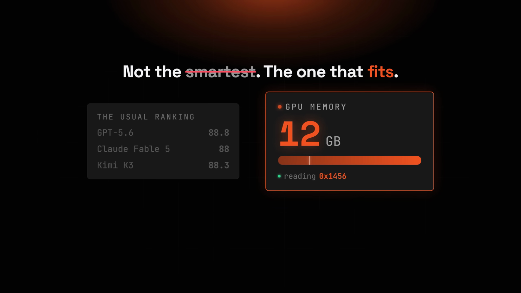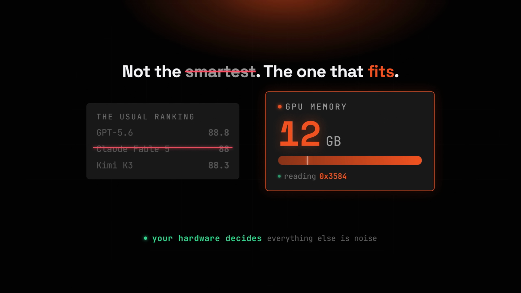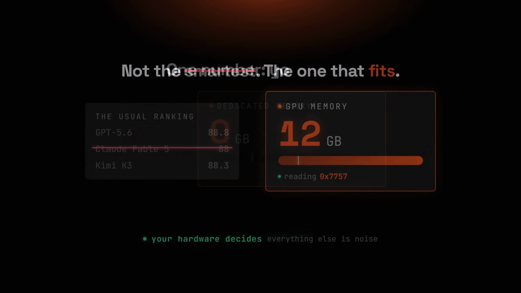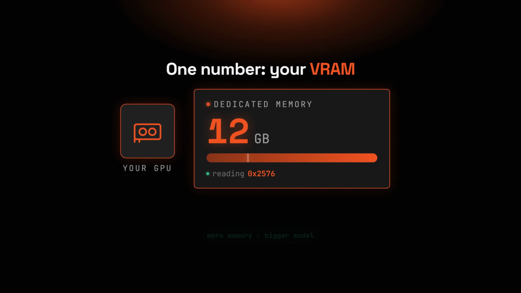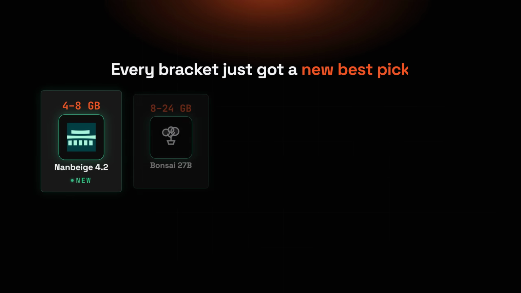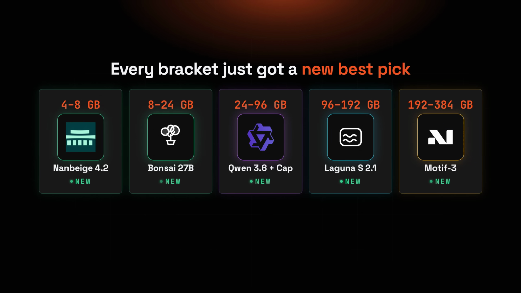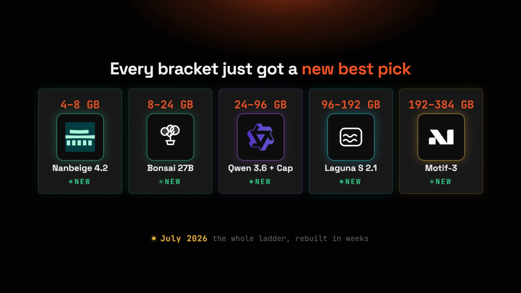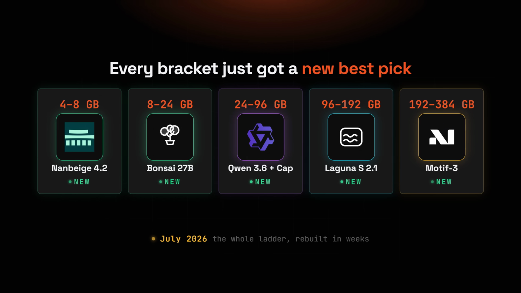Forget which AI model is the smartest. The question that decides what you can actually run at home is simpler than that. How much memory does your graphics card have? That one number picks your model for you. And this month, every bracket from 4 GB all the way up to 384 got a brand new best pick.